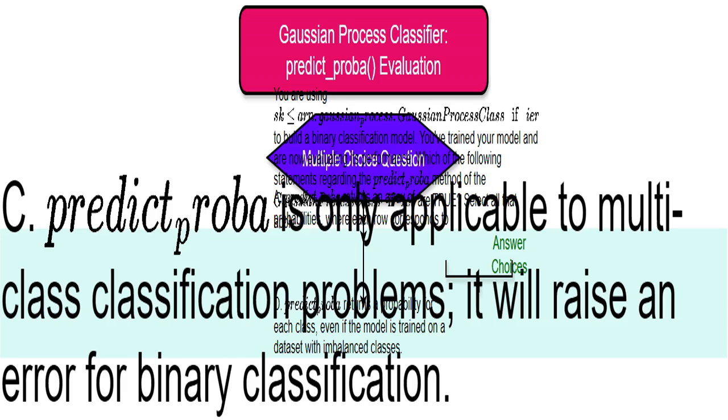This is incorrect. The predict_proba method works perfectly fine for both binary and multi-class classification problems. It adapts its output based on the number of classes in your problem. There will be no error in a binary classification case.